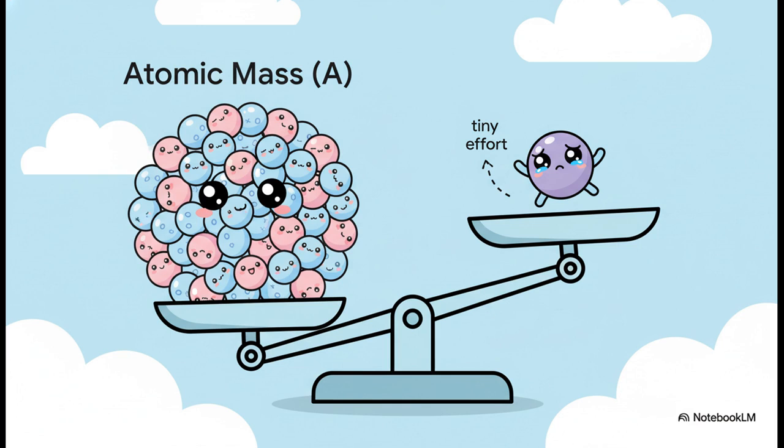But wait, I know what you're thinking. Hey, what about the electrons? Well, here's the thing. Electrons are so incredibly, ridiculously light compared to protons and neutrons. It's kind of like weighing an aircraft carrier and then worrying about the weight of a seagull that lands on it. You just don't. Their mass is so small, we basically ignore it for this calculation.